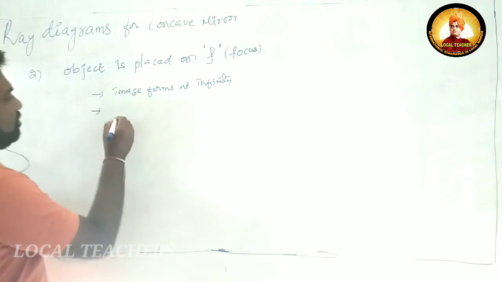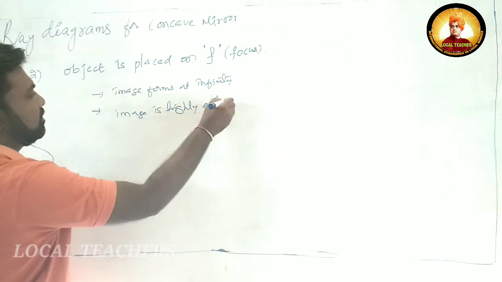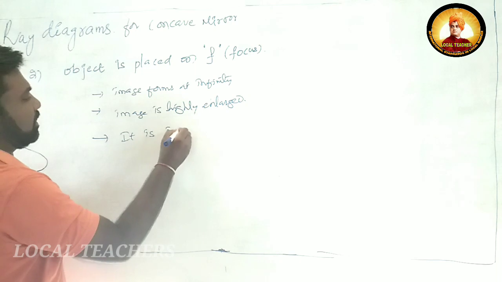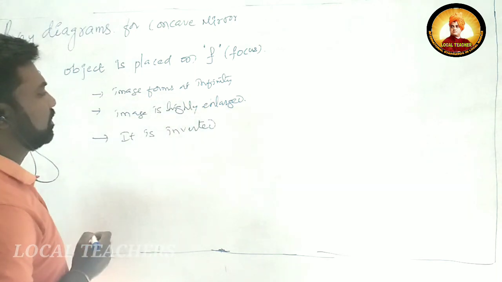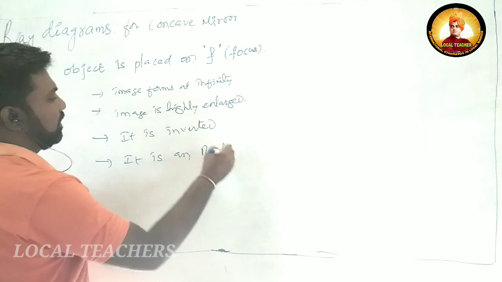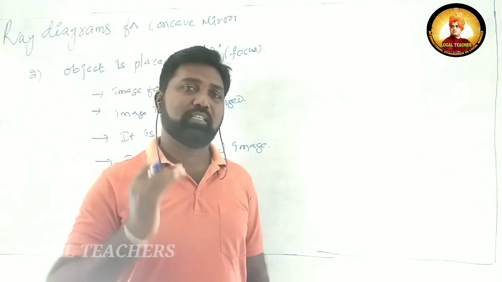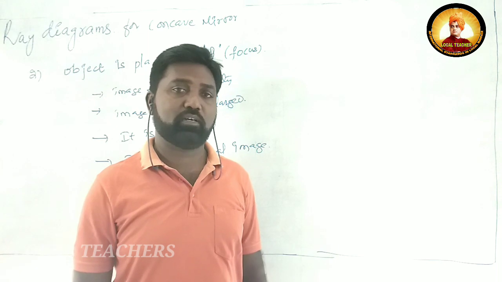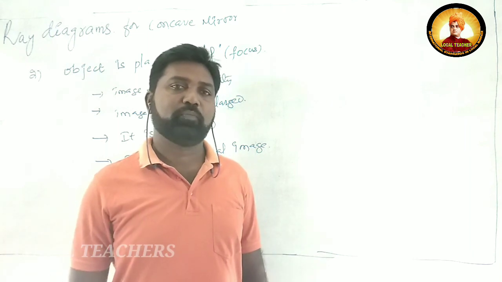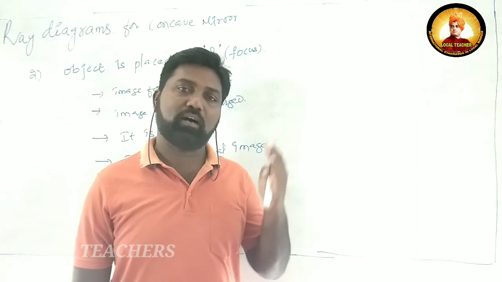Next, the image is highly enlarged, it is inverted, and it is a real image. So when we keep the object on F, the image is formed at infinity. If we observe, the size is enlarged, it is inverted, and it is a real image. A real image is one which can be caught on a screen.